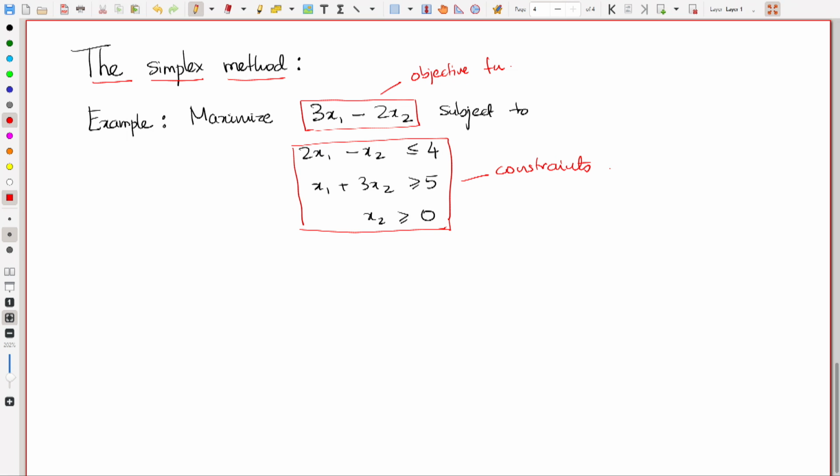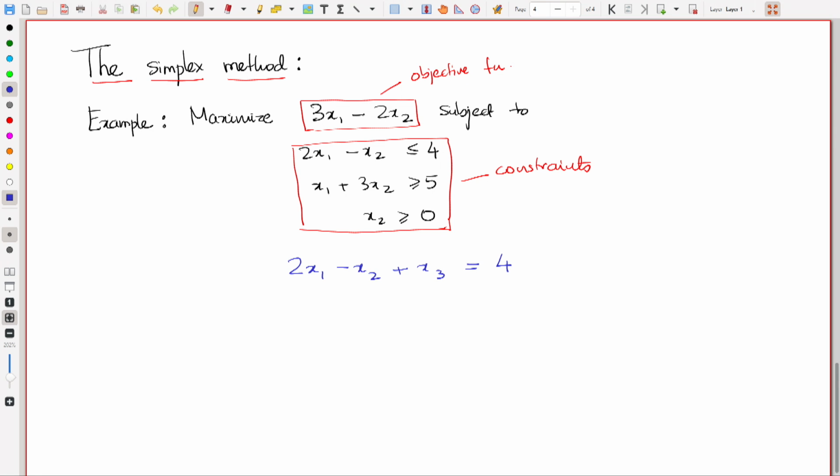So, the most common way of thinking about these is to replace inequalities by equalities and require all the variables to be non-negative. That is called the equational form of a linear program. Here this is an inequality, we want to turn it into an equation. So, what we are saying is 2x1 minus x2 is less than or equal to 4. That is the same as saying that 2x1 minus x2, and let us just introduce a new variable called x3, is equal to 4.